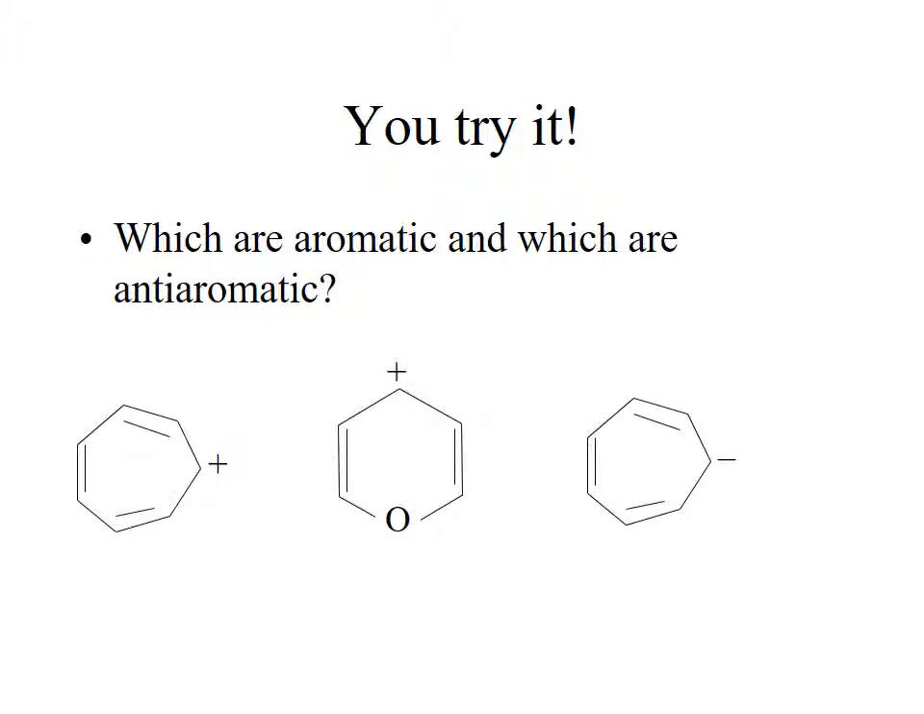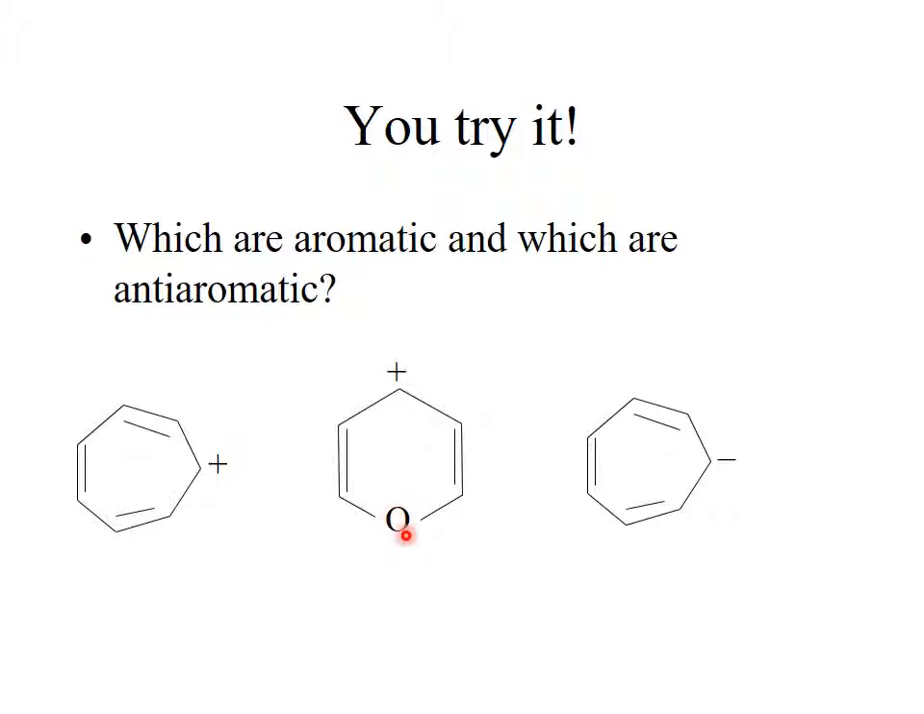So which of these are aromatic and which of these are anti-aromatic? If I look at these systems, you will see that this one has 1, 2, 3, 4, none there, 5, 6. 6 electrons in this, that's aromatic. What about this one? Count them and figure it out. 1, 2, how many here?